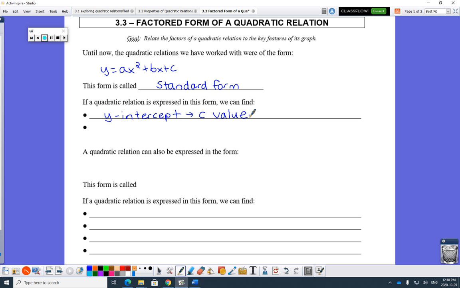We can also figure out what the direction of opening is. So it's 50-50, right? Up or down. So you look at this number here in front of the x, or if it's just 1, that's fine too. Is it positive or is it negative?